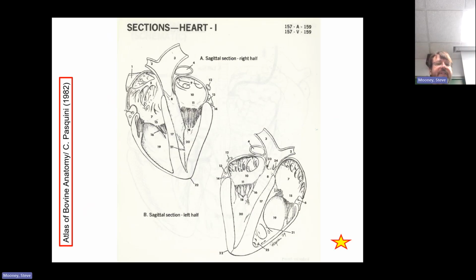So looking at a sagittal section, what are we doing? Cutting through the middle of the heart, sagittal. So again, left side, right side. So we've taken this heart and opened it up.